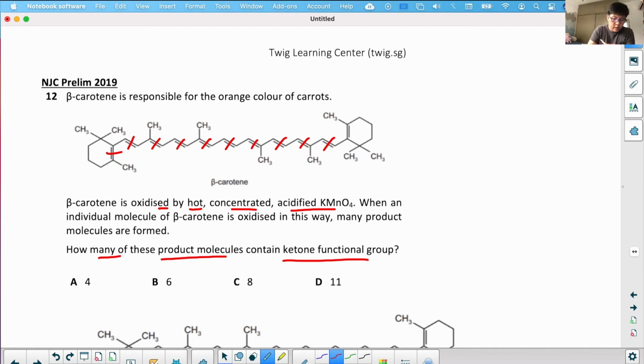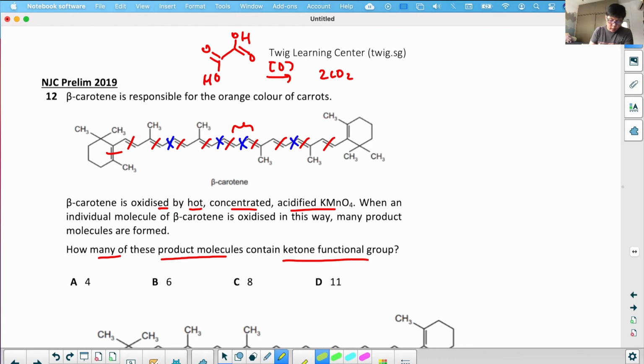For example, this one over here is going to be oxidized to carboxylic acid here, and this also will be carboxylic acid. So this is called ethanedioic acid, which is easily oxidized to CO2. So you realize that all these are CO2. So I'm just going to cross out all these, which will actually be CO2, which you don't really have to care about.